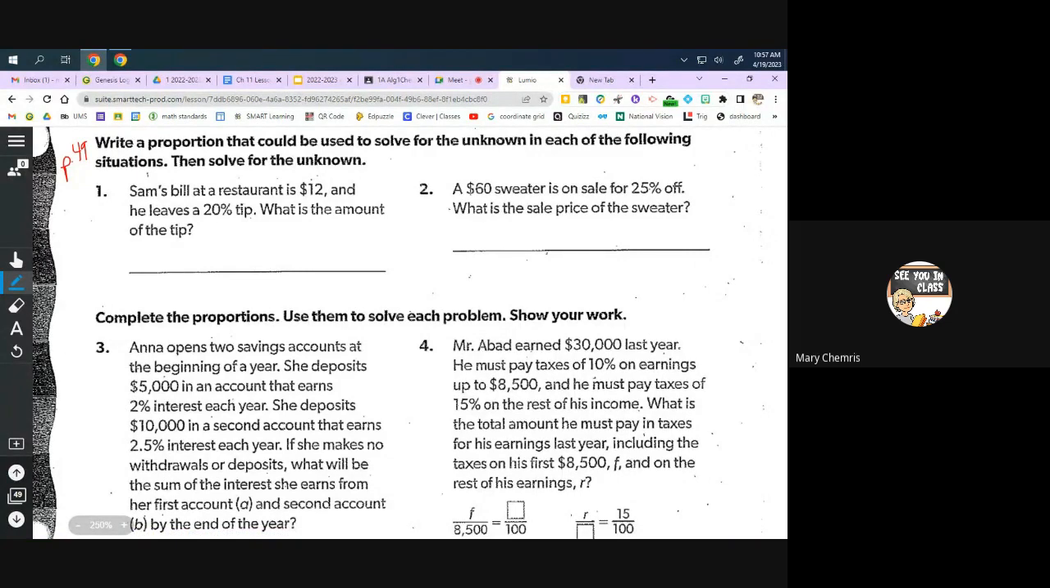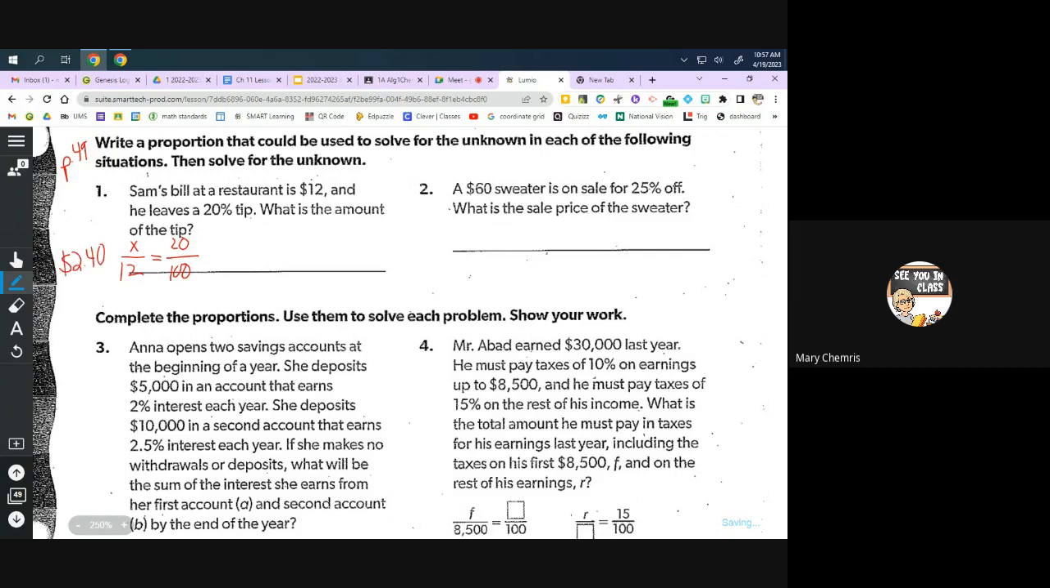So number one is pretty straightforward. Sam's bill at a restaurant is $12 and he leaves a 20% tip. What is the amount of a tip? Well, we know when you calculate tip, you add it on. So one way to do it is to say, what is 20% of 12? And when you calculate that, you find out that the tip is $2.40.